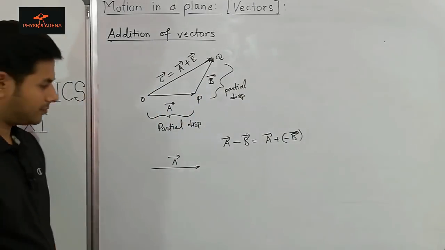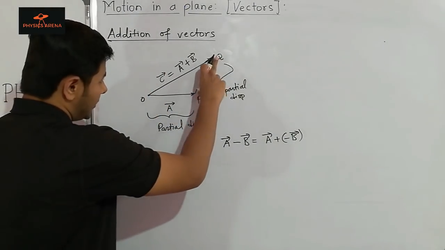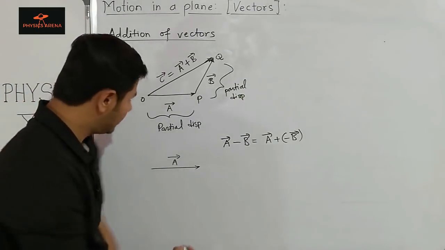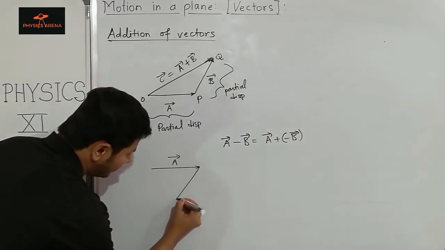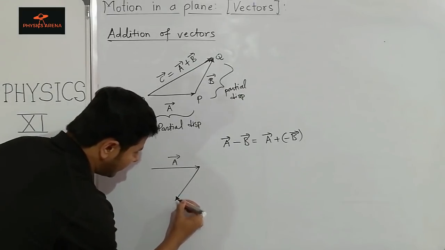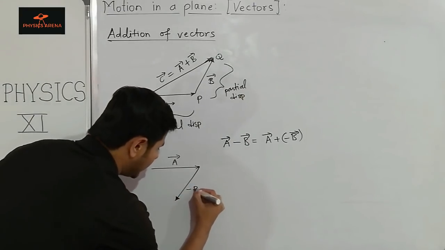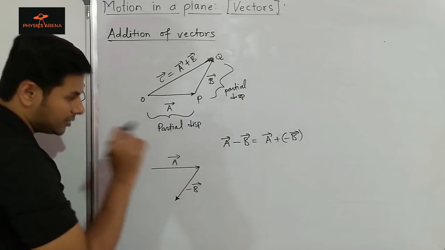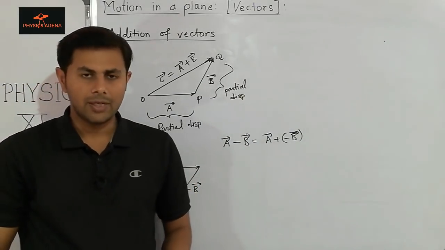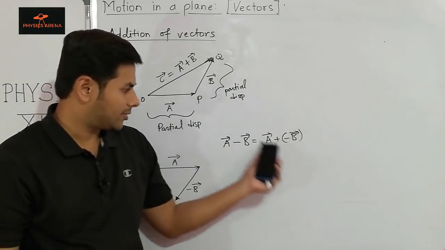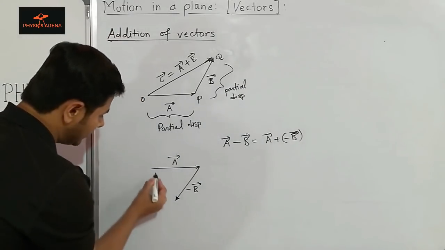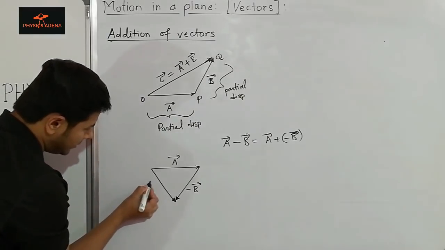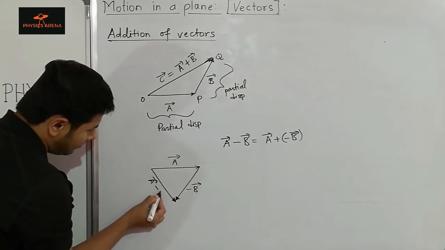So I will take this b bar and rotate it by 180 degrees. So this is b bar rotated by 180 degrees. So this is minus b bar, and now a bar plus this minus b bar will give me the resultant of this operation, which will be this one. So this vector is a bar minus b bar.